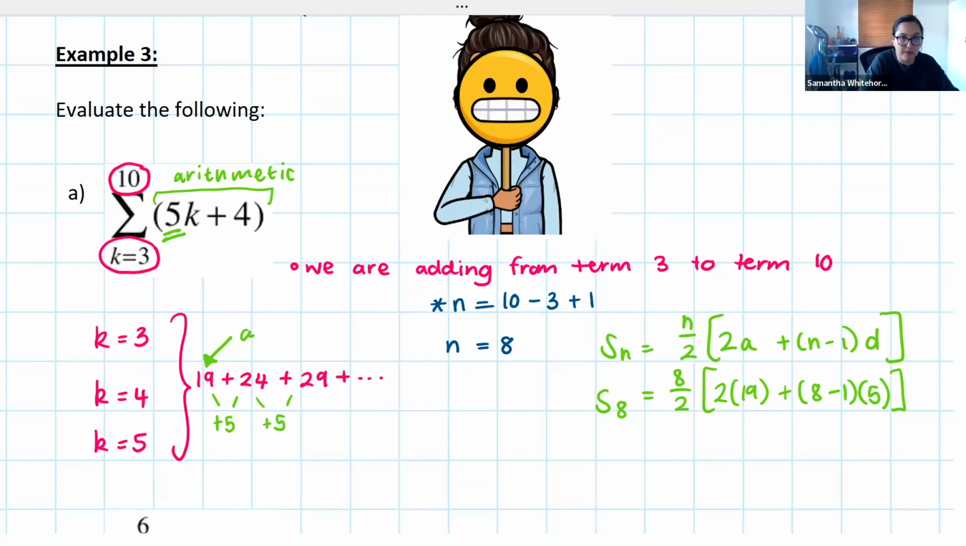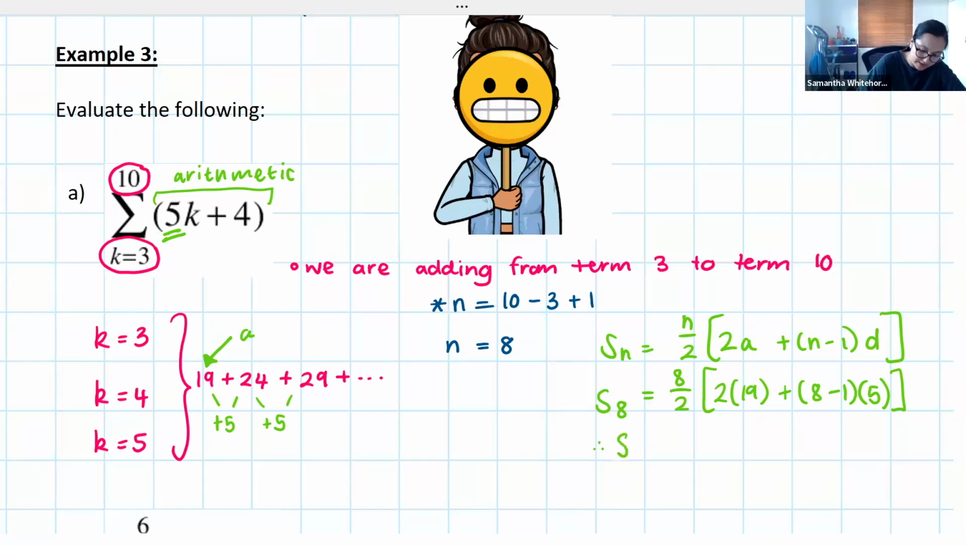Oh, we're getting a mixed bag of answers here, guys. Double check your substitution. I have written it out there what you should be substituting. Remember, 19 is the first term that you are adding here. Nice, grade 12s.